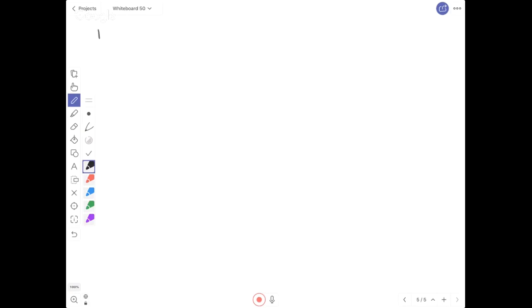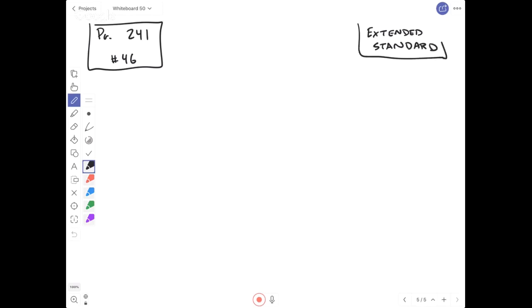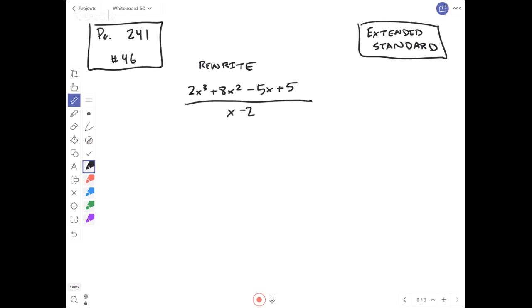So I'm doing page 241, number 46. And the same skill as long division. And it's an extended standard. And here I am rewriting this rational expression, 2x cubed plus 8x squared minus 5x plus 5 over x minus 2, to show end behavior.